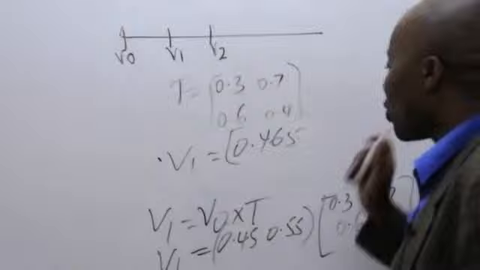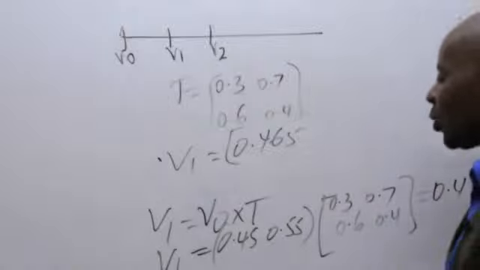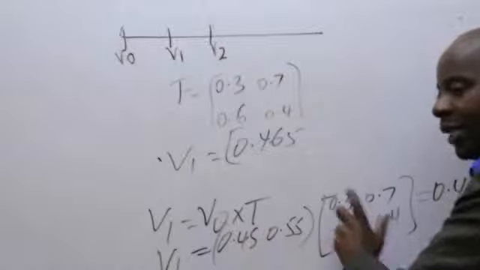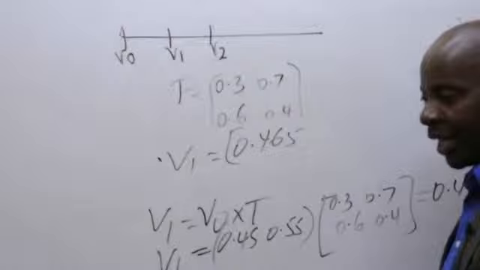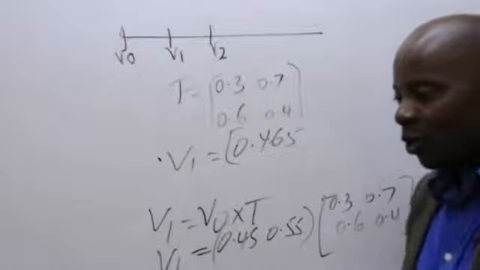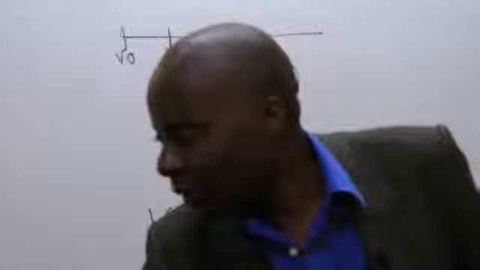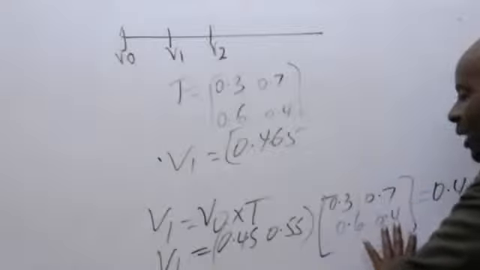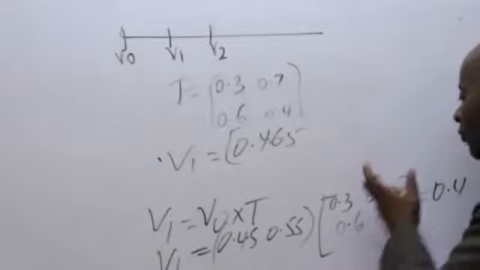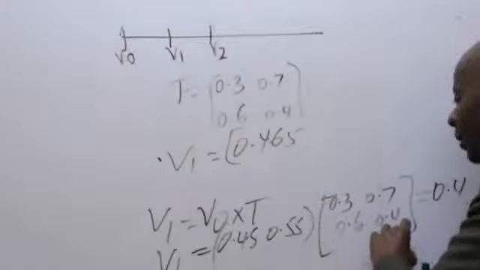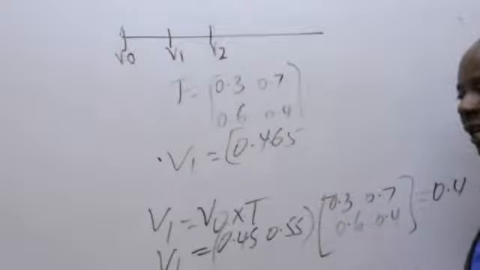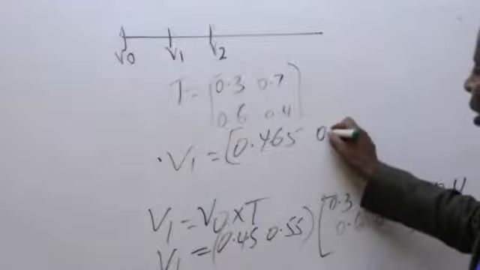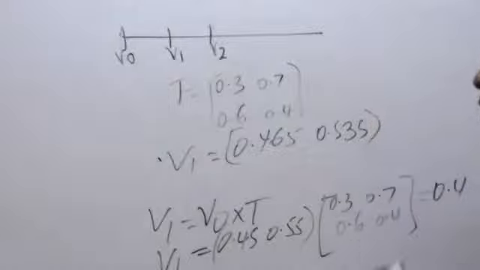How about the second component? How do I get the second component? To get the second component, I will take this row by the second column. I hope they're able to follow. How do I do it? 0.45 times 0.7 plus 0.55 times 0.4. Please give me a figure. Aha, we have Denzel giving me 0.535, like that. So that is vector 1.